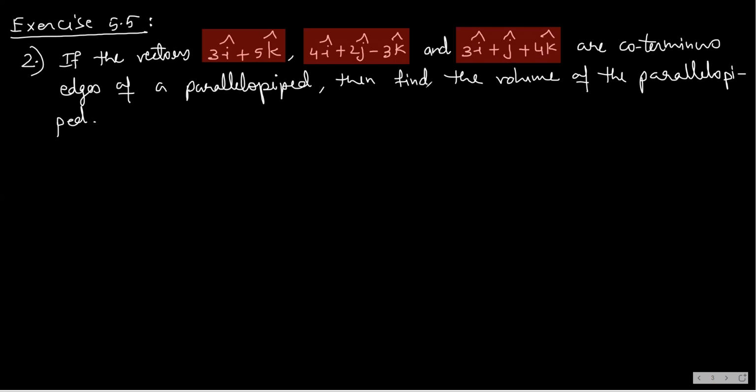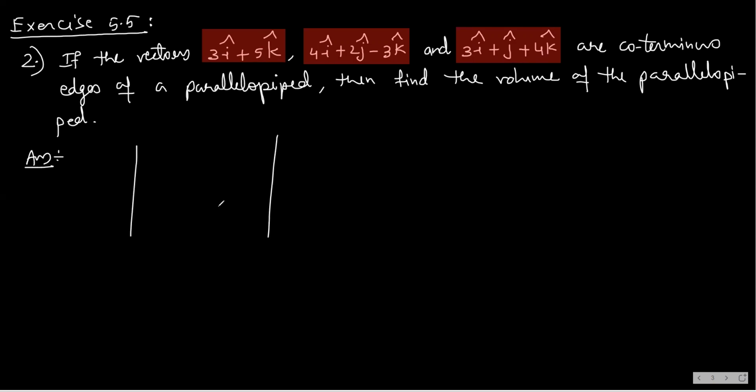They say, then find the volume of the parallelepiped. So, how do I begin? If this question is an MCQ type of question, then you don't have to do anything. You just have to find the scalar triple product of these three vectors.